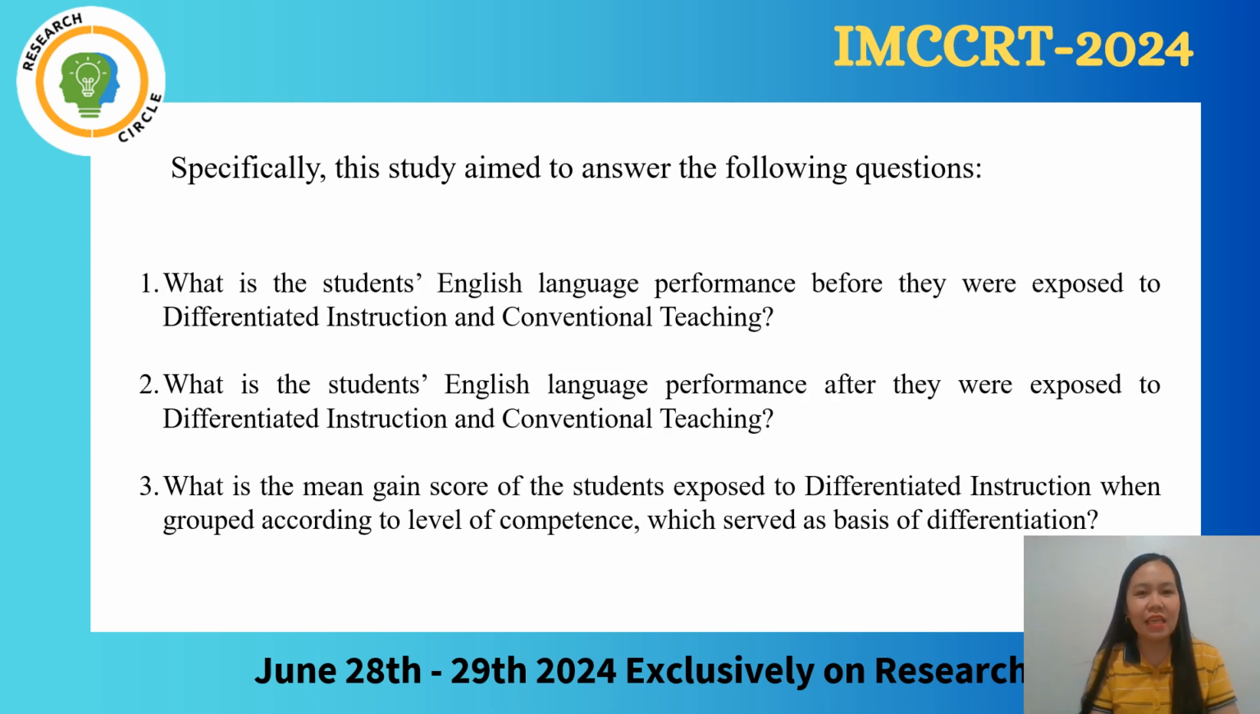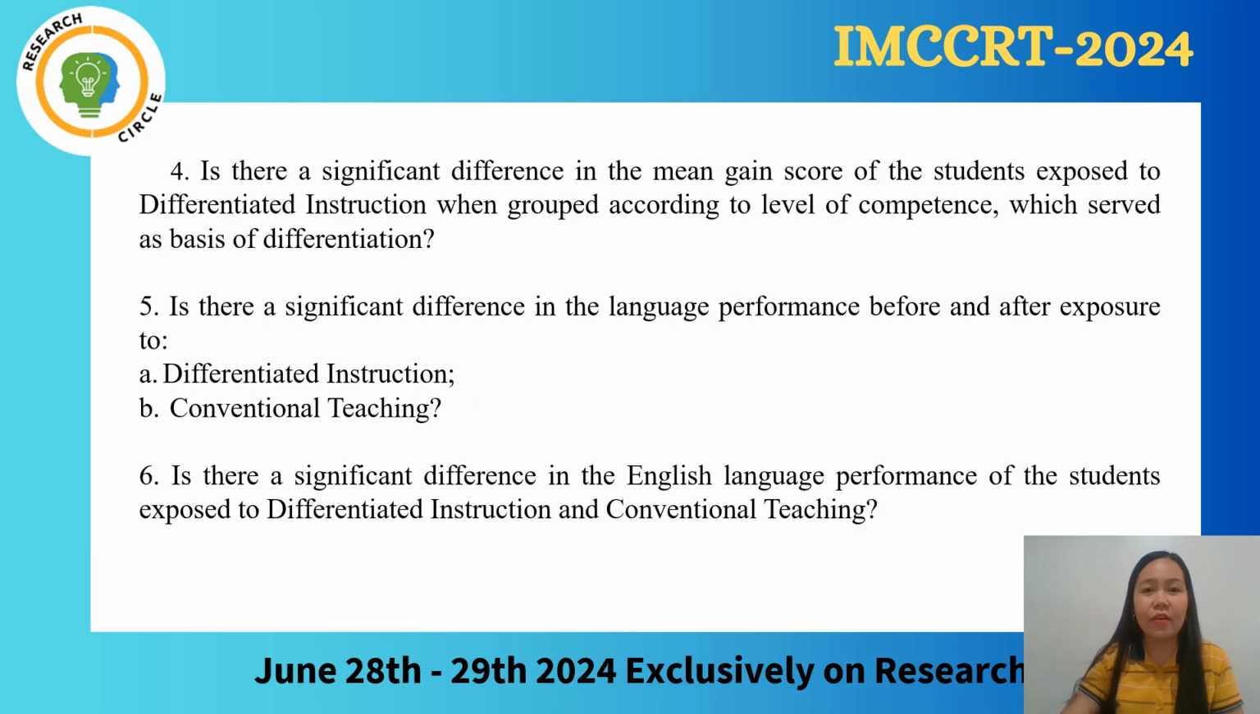Specifically, this study aimed to answer the following questions. First, what is the students' English language performance before they were exposed to differentiated instruction and conventional teaching? Second, what is the students' English language performance after they were exposed to differentiated instruction and conventional teaching? Third, what is the mean gain score of the students exposed to differentiated instruction when grouped according to level of competence, which serves as the basis of differentiation?